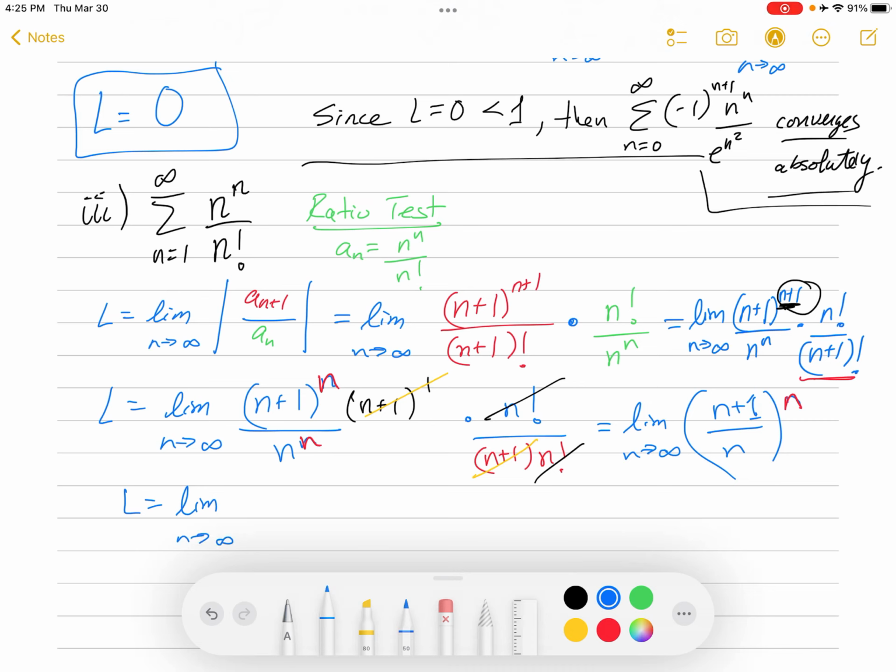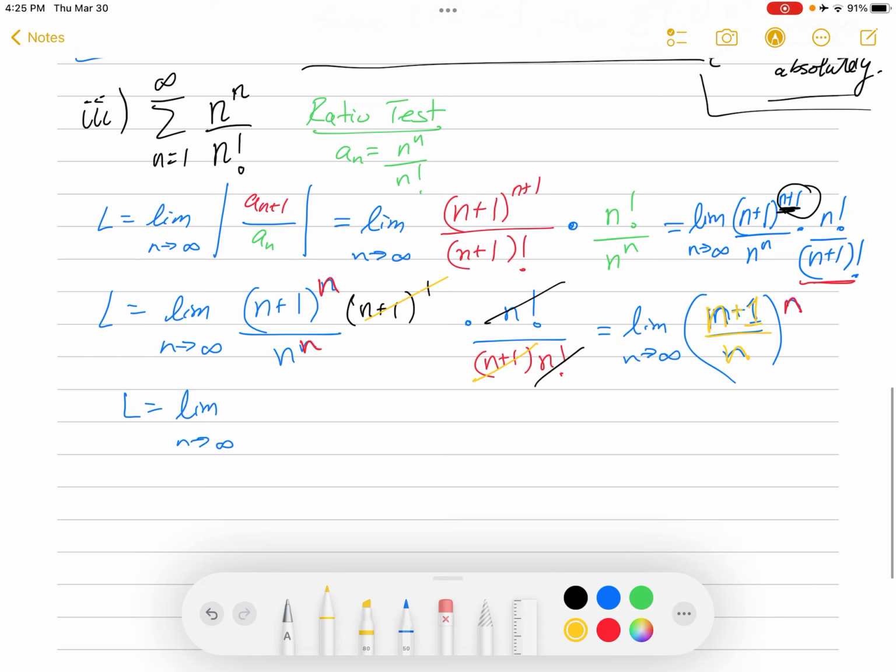So I'm going to simplify this. I have the limit as n goes to infinity. I'm going to take this n plus 1 over n in yellow right here and break it up into two fractions: n over n plus 1 over n. That's all raised to the nth power. We got the limit as n goes to infinity of, well here n over n is 1, so we got 1 plus 1 over n to the nth power.